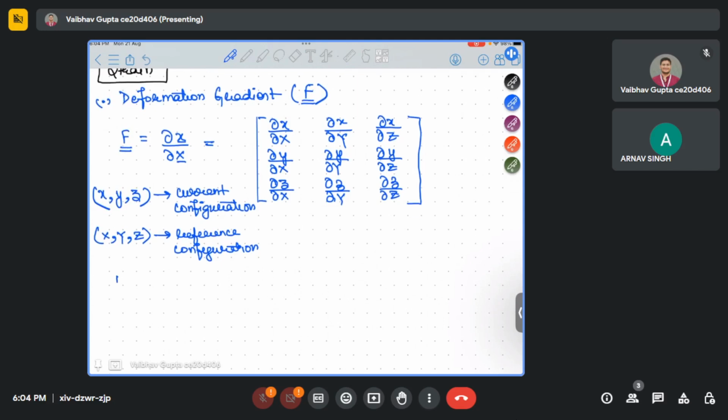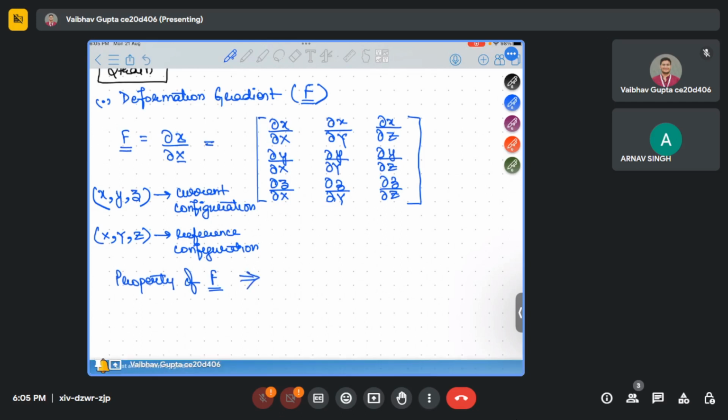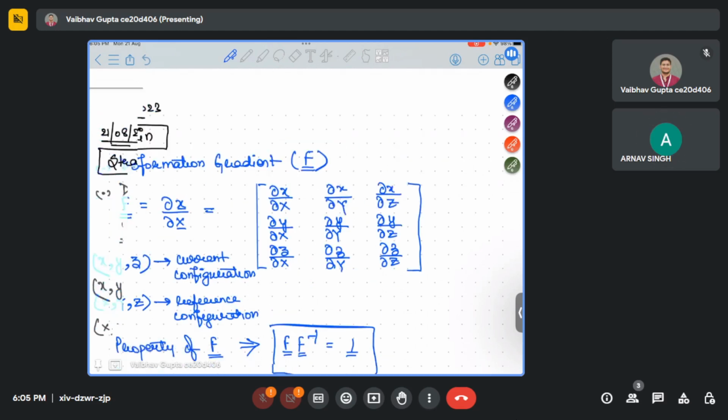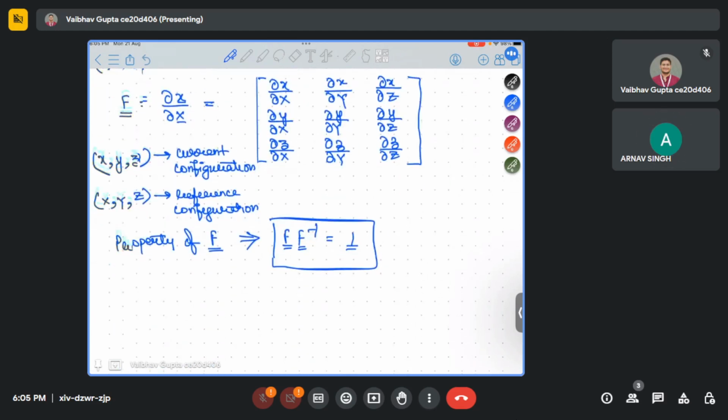So what is the property of F? The property of F is that F times F inverse is equal to the identity matrix. Remember all these properties also, they will help you in solving the questions.